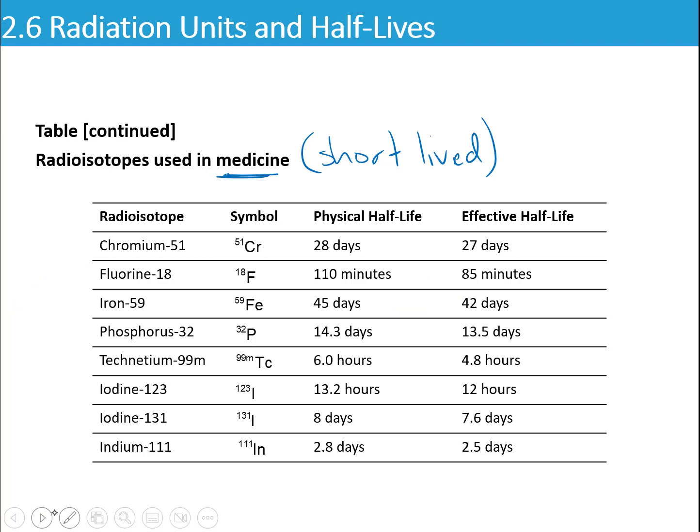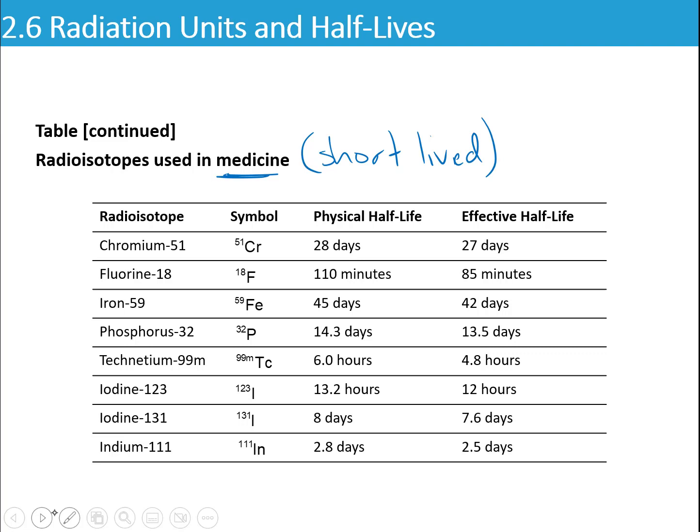Medically used radioactive substances, unlike the one I showed you with uranium, the ones that you use in medicine, you might use them for a diagnostic test as an external source. There are even internalized sources that you would use, but ones that you use in medicine typically have a very short half-life because you don't want to expose the patient to more than is absolutely necessary. So chromium-51 is like 3-4 weeks.